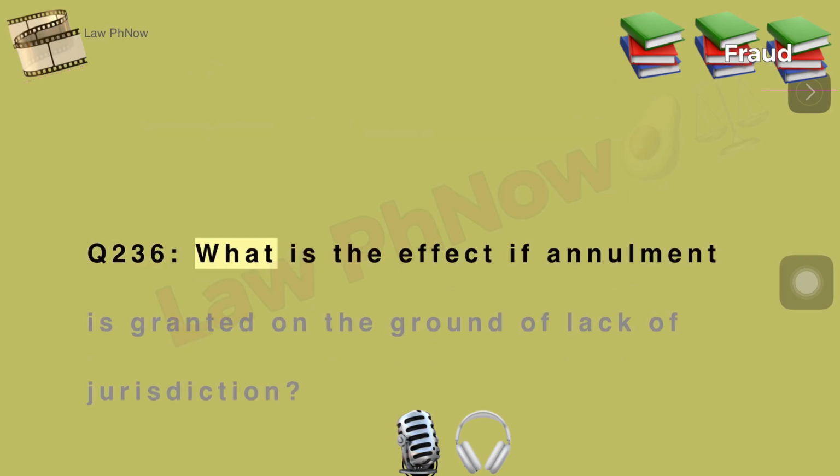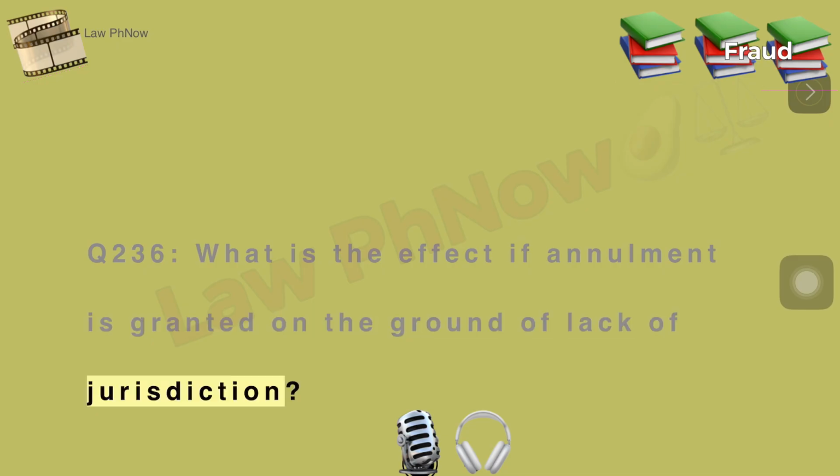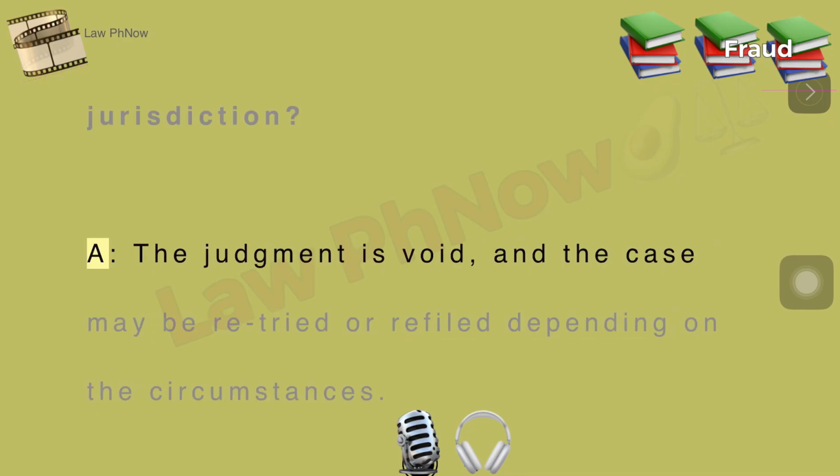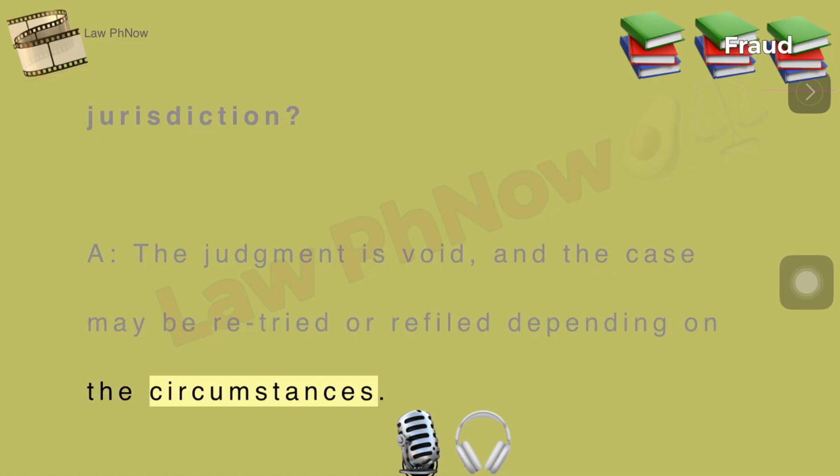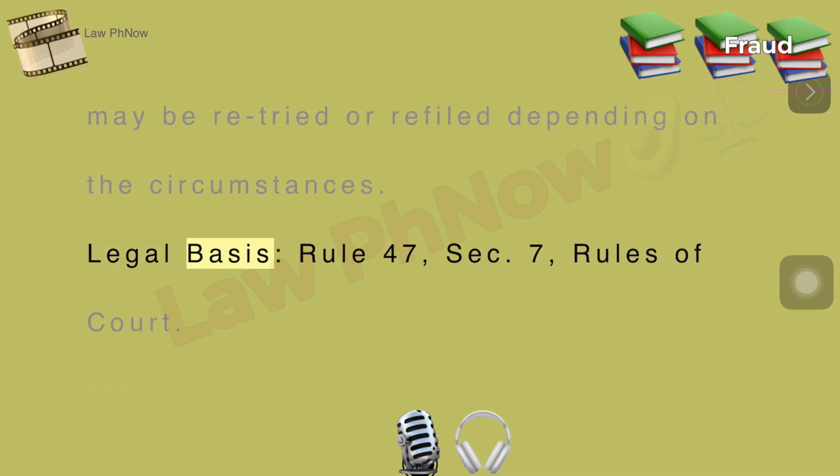Q236. What is the effect if annulment is granted on the ground of lack of jurisdiction? A. The judgment is void, and the case may be retried or refiled depending on the circumstances. Legal basis, Rule 47, Section 7, Rules of Court.